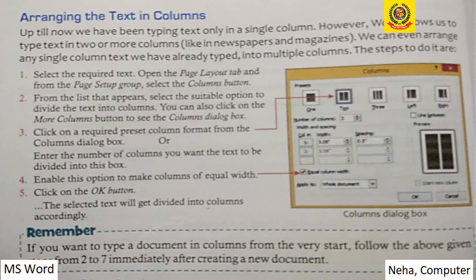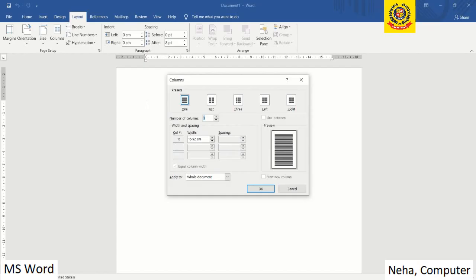Arranging the text in columns. Now till now we have written the text in a single column. So Word allows us to type text in two or more different columns, as we can see in the newspapers or magazines. So we can arrange our single column text into multiple columns. And for this we have to move to the Page Layout tab, and there we can select the columns and it shows multiple columns 1, 2, 3.